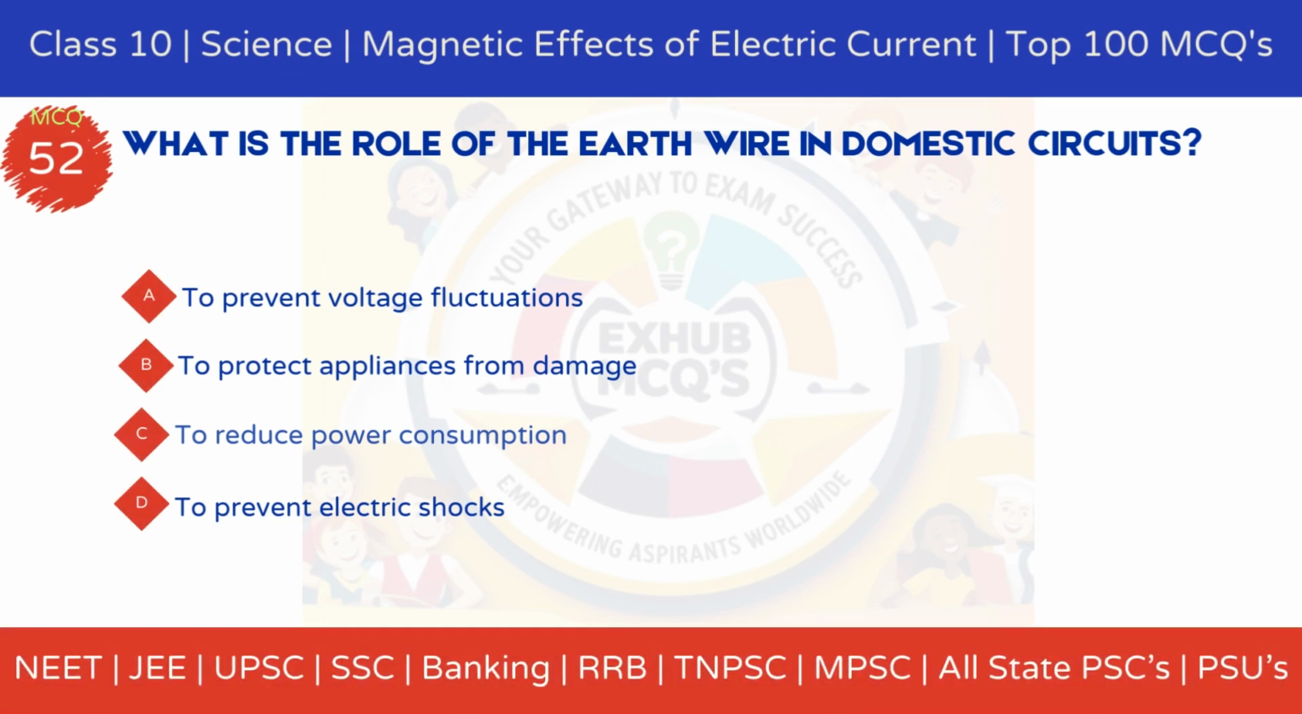MCQ 52. What is the role of the earth wire in domestic circuits? Option A, to prevent voltage fluctuations. Option B, to protect appliances from damage. Option C, to reduce power consumption. Option D, to prevent electric shocks.